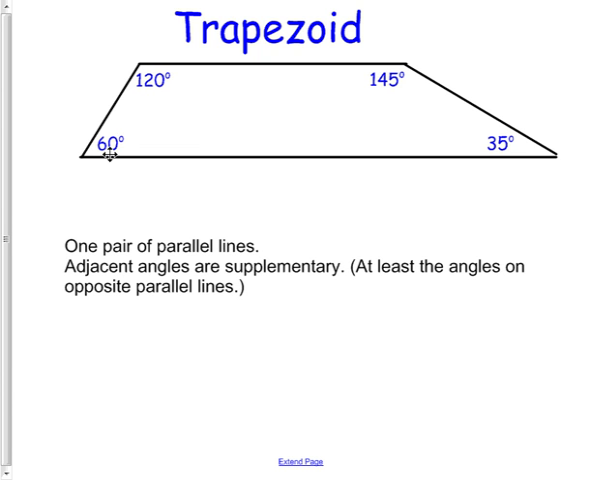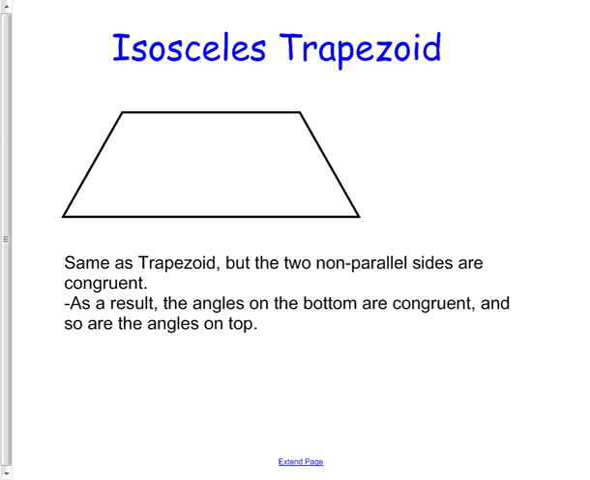So with trapezoids, the main thing is all you have is one pair of parallel lines, and because of that, we get these two angles being supplementary and these two angles being supplementary. Okay, so let's look at a specific case where it's an isosceles trapezoid.